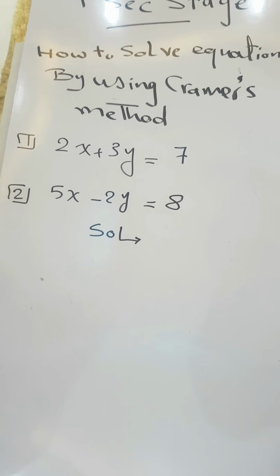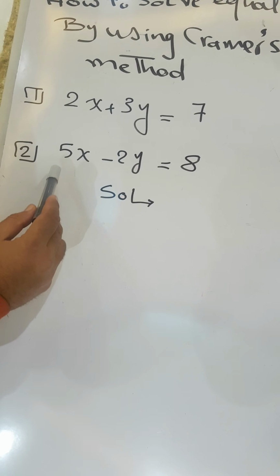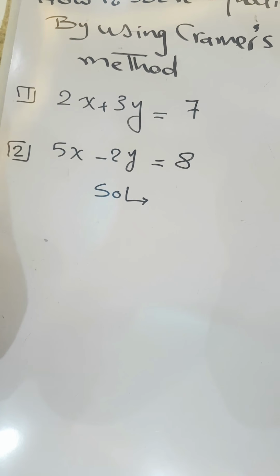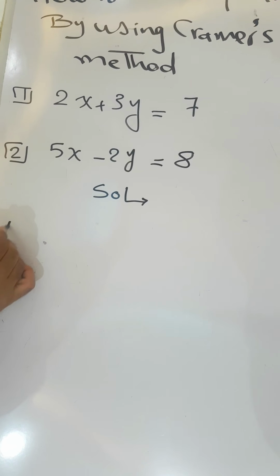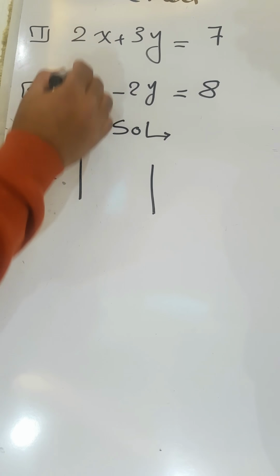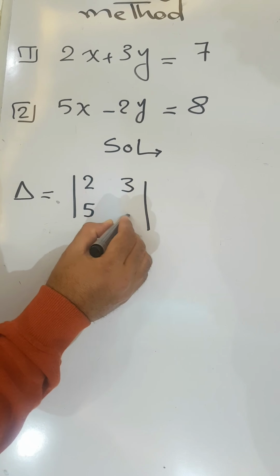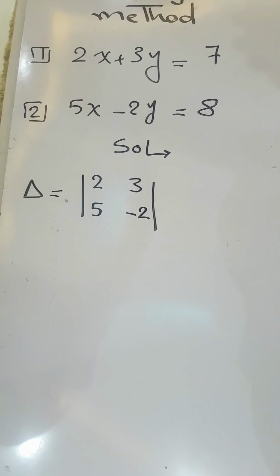The first equation is 2x plus 3y equals 7. The second equation is 5x minus 2y equals 8. We get delta. What do I mean by delta? The coefficient of x and the coefficient of y, that's delta.